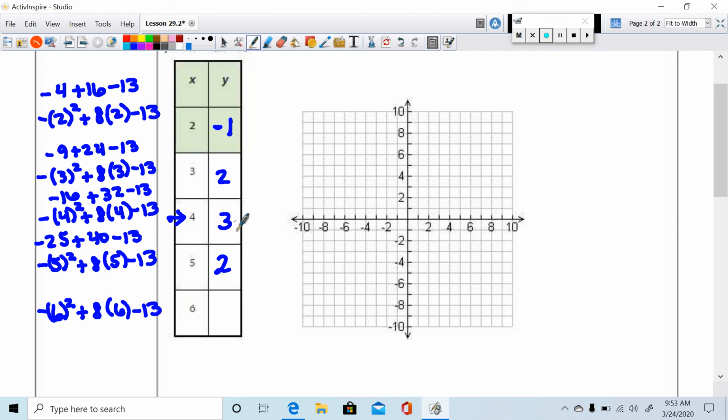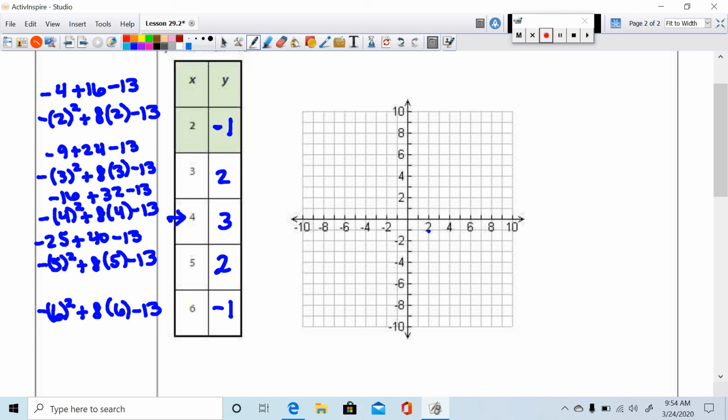So notice the 4, 3 has a 2 and then a 2. So negative 1 needs to correspond with negative 1. So you could figure it out, but as long as once you find your vertex and you start repeating the numbers, it's symmetrical.